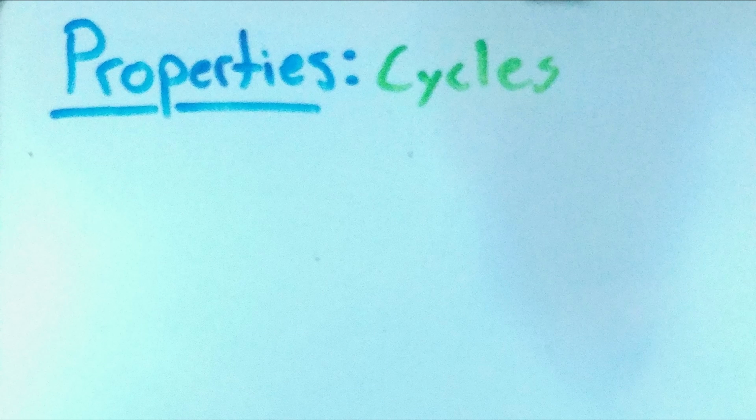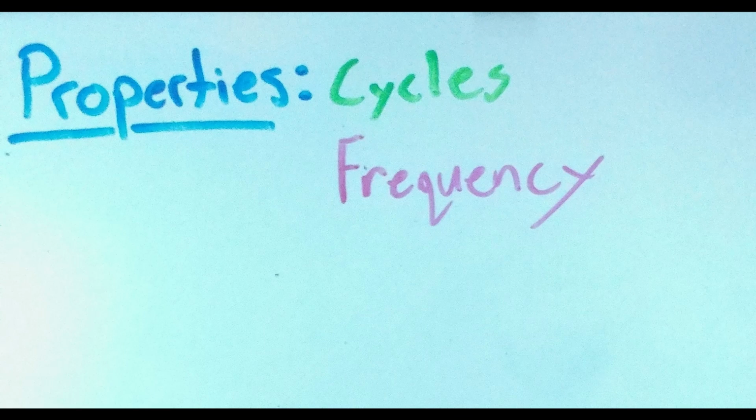The first property or factor we have is cycles. This is the part that continues to repeat itself over and over again. Next up, we have frequency. This is a measurement of how many cycles per second. This shows how fast the wave is oscillating or vibrating up and down.